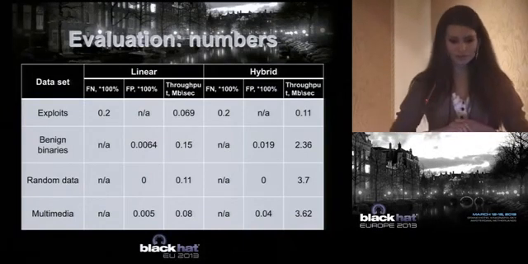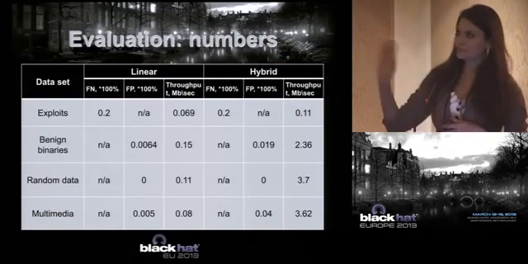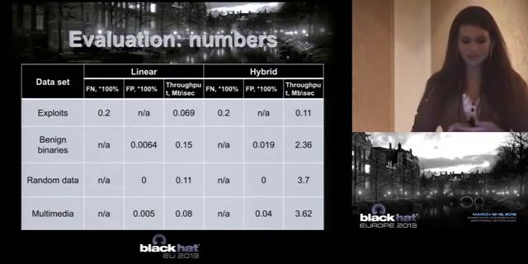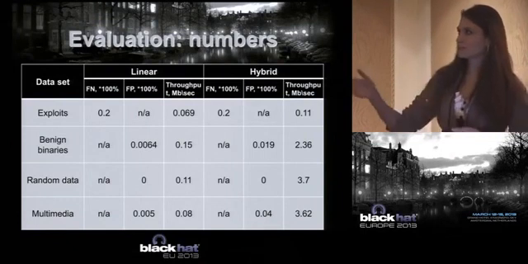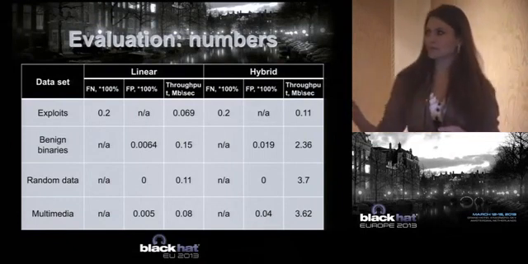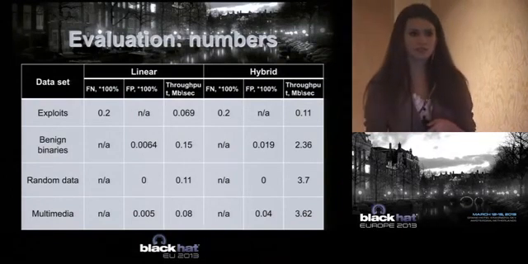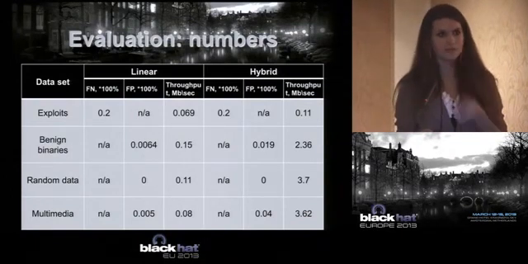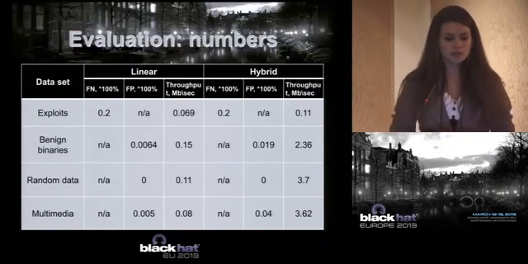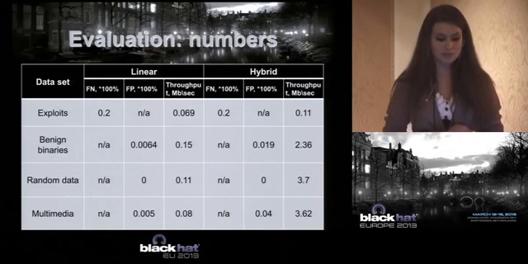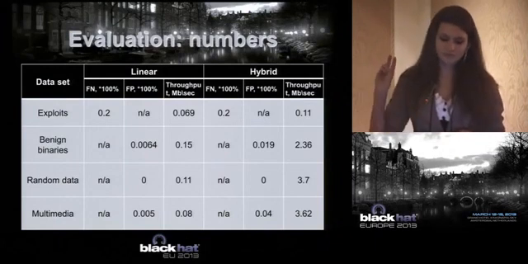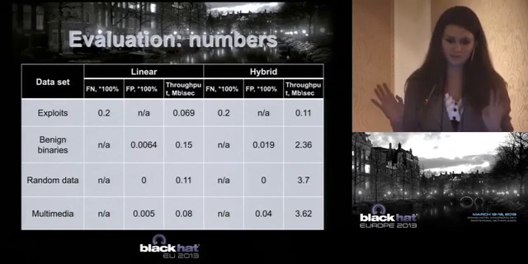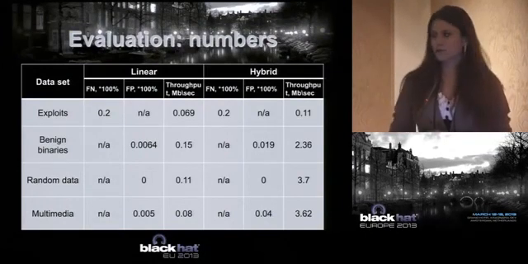Here's a slide with boring numbers. While you're looking at those boring numbers, I'll try to explain the data sets. We compared our hybrid topology with the linear topology on 4 different data sets. The first was exploits generated by the Metasploit framework, about 2,000 samples. They were polymorphic, they were encrypted, and so on. We tried to do everything we could.